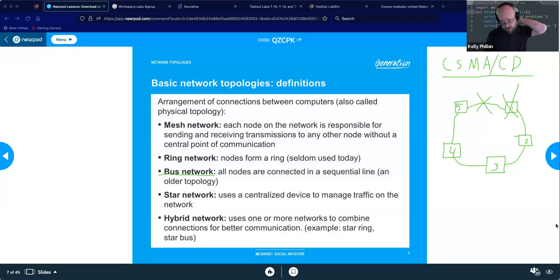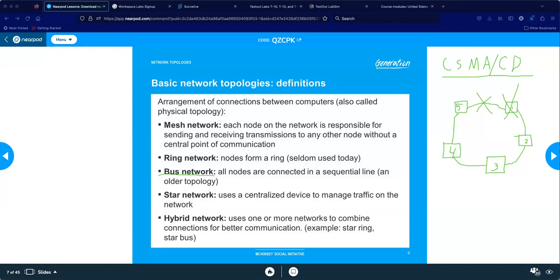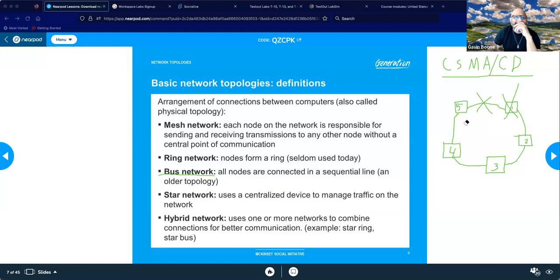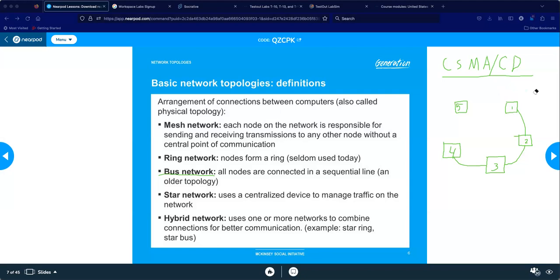Any questions with the ring? Again, an older network. Okay. That was a good question. I know, right? I was about to say that sounded like a ring network. Right?